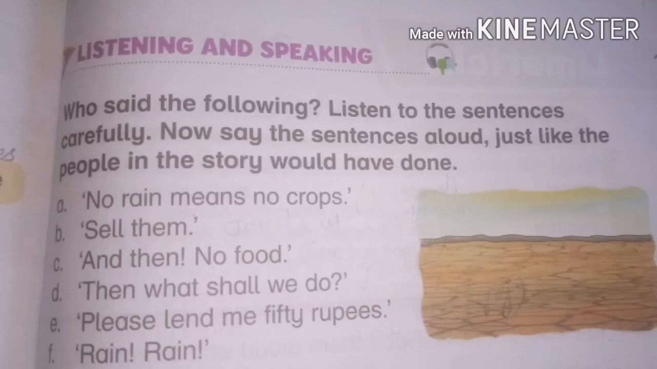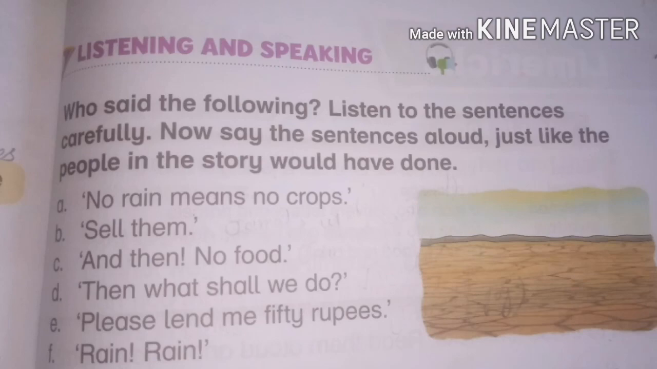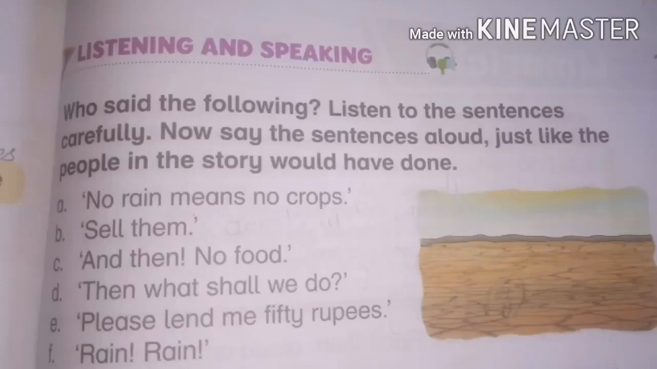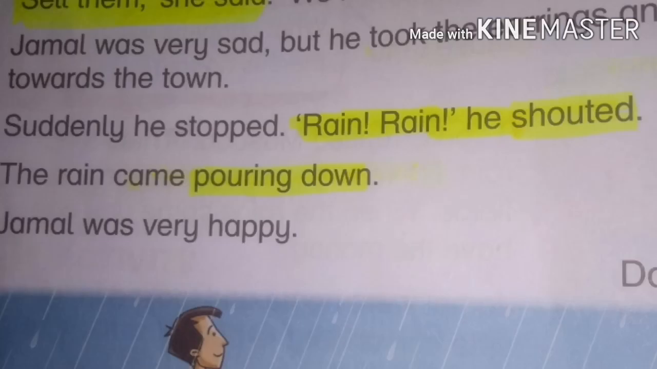Next is and then no food. On page number 92, Jamal said these words, and then no food. Next, then what shall we do? On page number 91, Jamal's wife asked her husband. Next line is, please lend me 50 rupees. On page number 91, Jamal requested Masood and said these words. And the last is rain, rain. On page number 92, Jamal said these words in excitement.